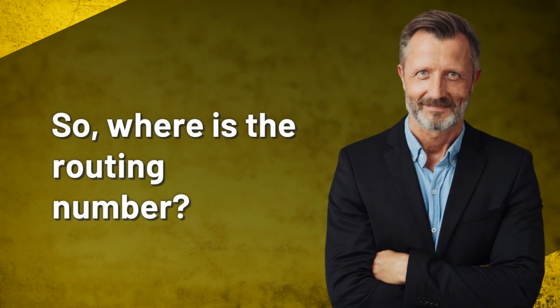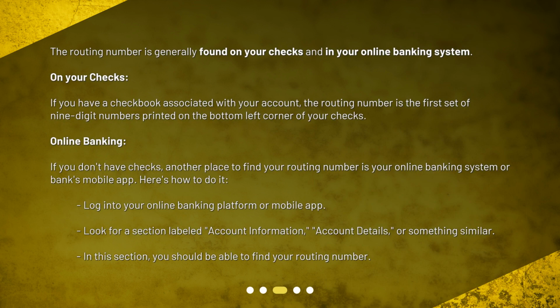So, where is the routing number? The routing number is generally found on your checks and in your online banking system. On your checks, if you have a checkbook associated with your account, the routing number is the first set of 9-digit numbers printed on the bottom left corner of your checks.